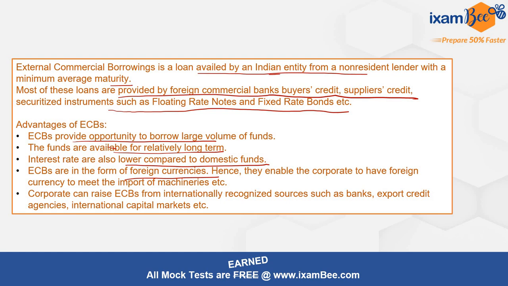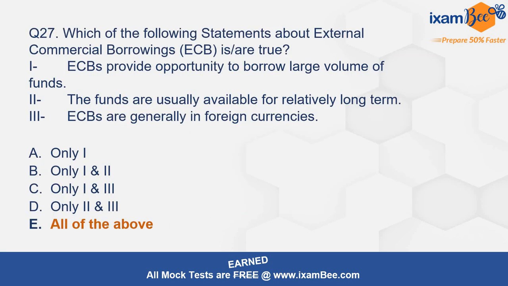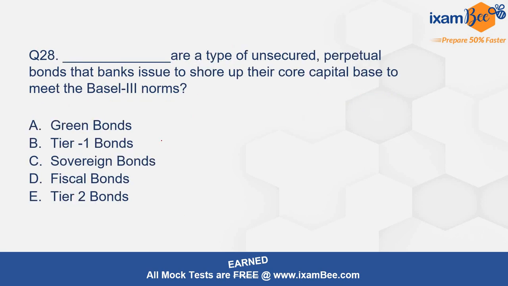So when you are borrowing from the US or Europe or China or Japan or any other country, Mauritius, you are going to get it in dollars, mostly in dollars. Corporates can raise ECB from internationally recognized sources such as banks, export credit agencies, international capital markets, etc. So there are many ways, but you have to understand what ECBs are. Most of the time questions have been asked on ECBs in the RBI Grade B exam. All of the above are correct.